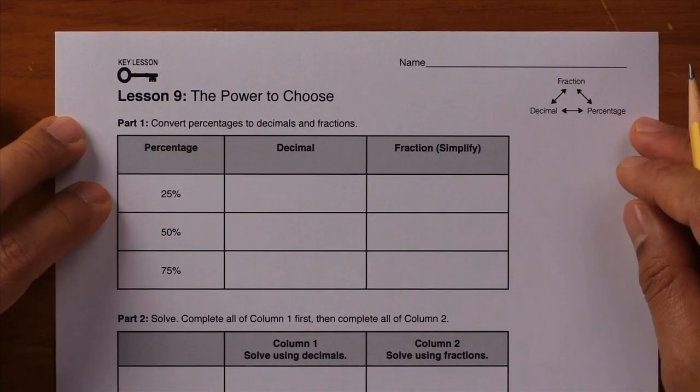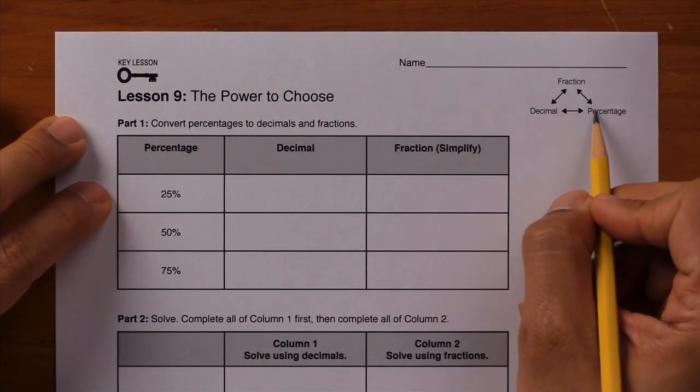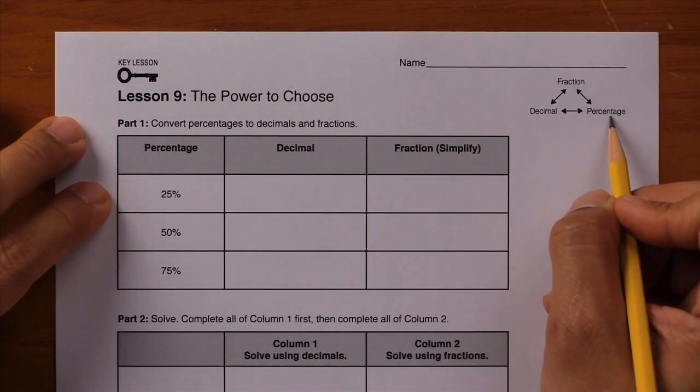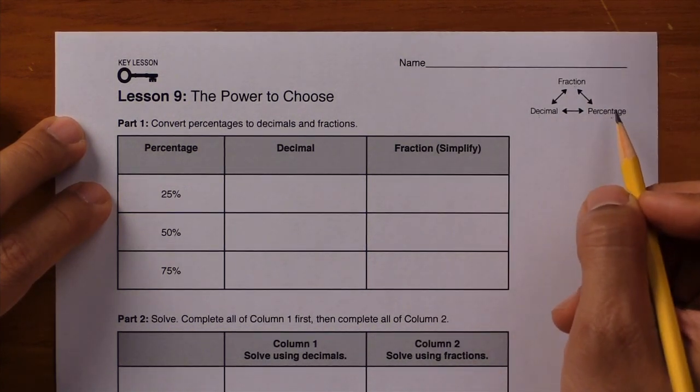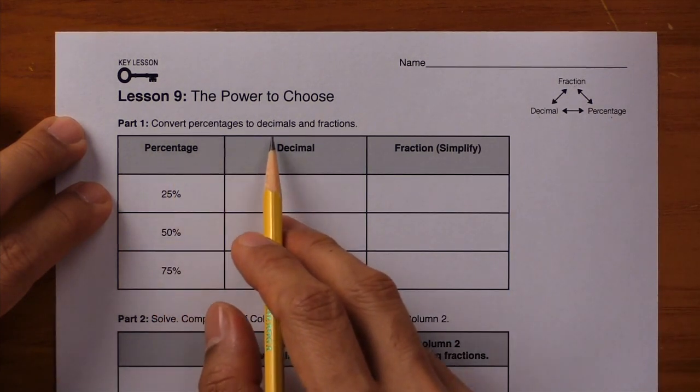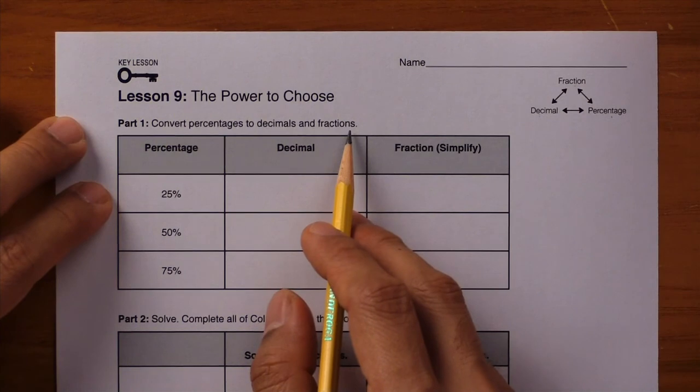Lesson 9, the power to choose. Now that students can go back and forth between fractions, decimals, and percentages easily, let's talk about why it's powerful to do so. In part 1, we're going to convert percentages to decimals and fractions.